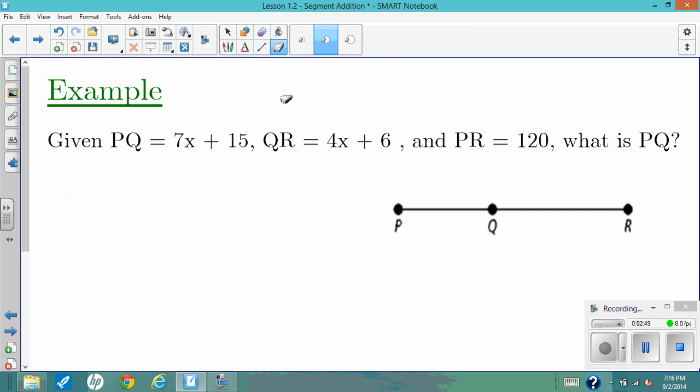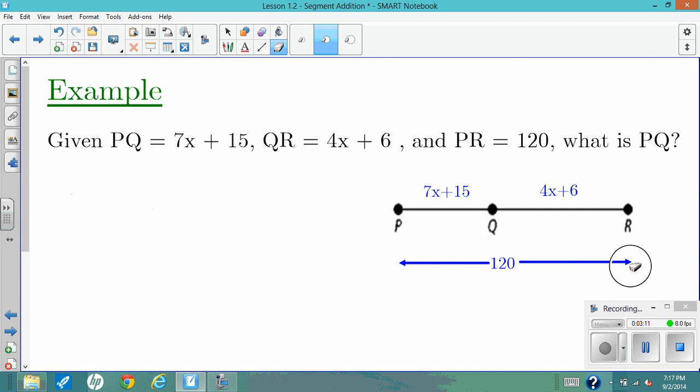Just like in the last one, I'm going to label this picture with what I know. I know the length of PQ. I'll remind you that PQ without the line over top means length of PQ. The length is 7x plus 15. The length of QR is 4x plus 6. And we know also that the length of PR is 120.